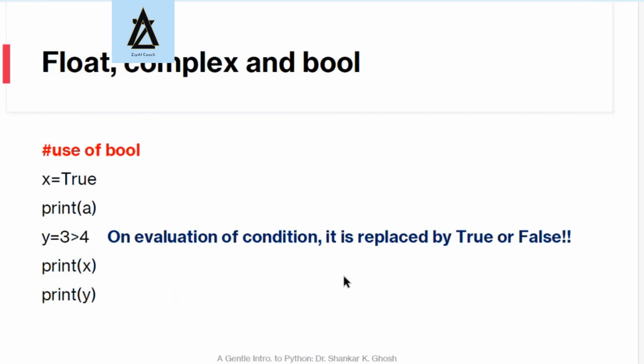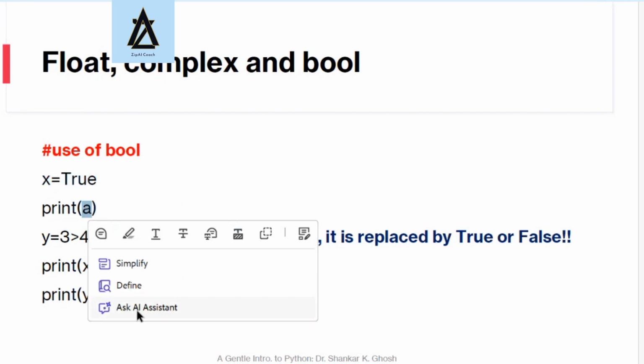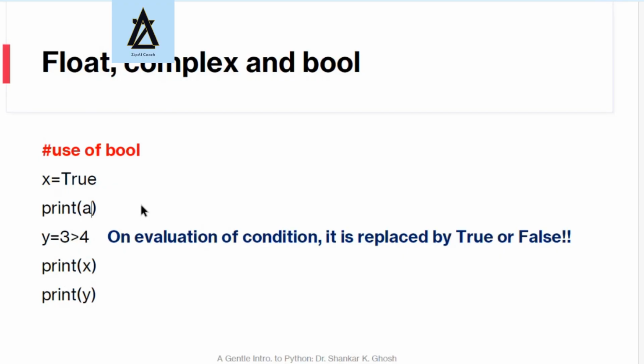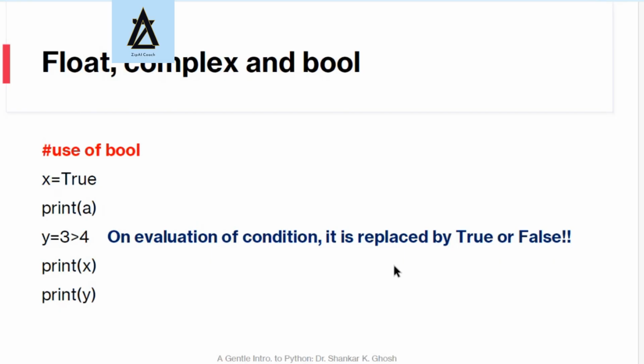The use of Boolean. Boolean means the variable can take only two values, true and false. So if you just write x equal to true, then print x, it will print true. Now let's say you write some condition: if the condition is true, then it will print true, otherwise it will print false.